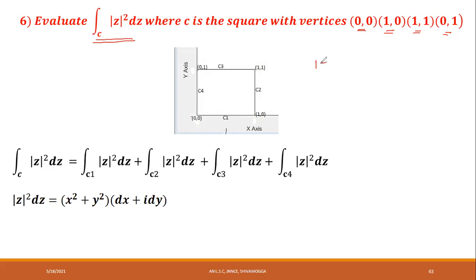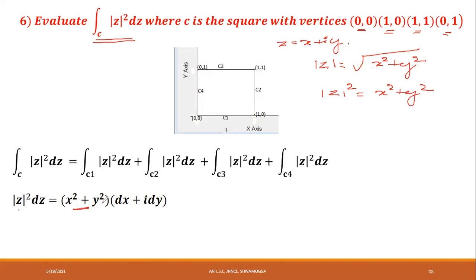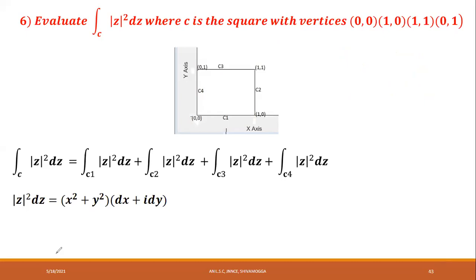We know that modulus of z is equal to square root of x square plus y square, if z is equal to x plus iy. Or mod z whole square is x square plus y square, into dz, and we know that dz is equal to dx plus i into dy. Therefore, we need the integral over C of mod z whole square into dz.